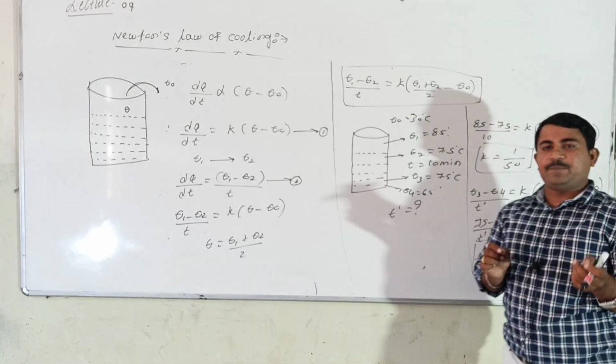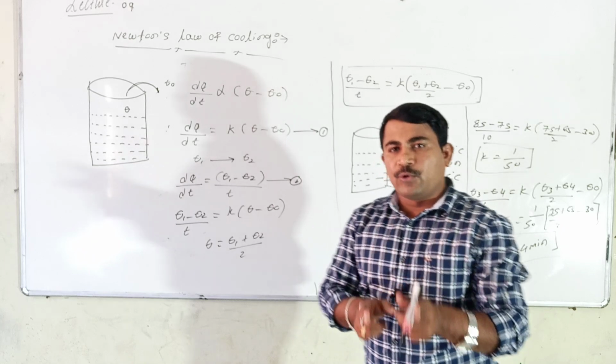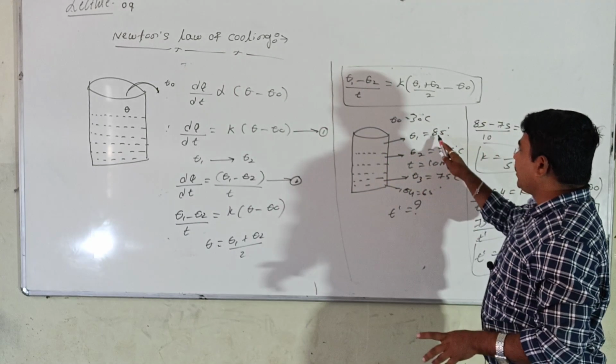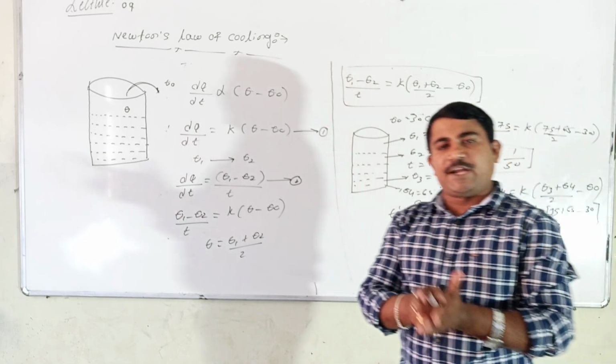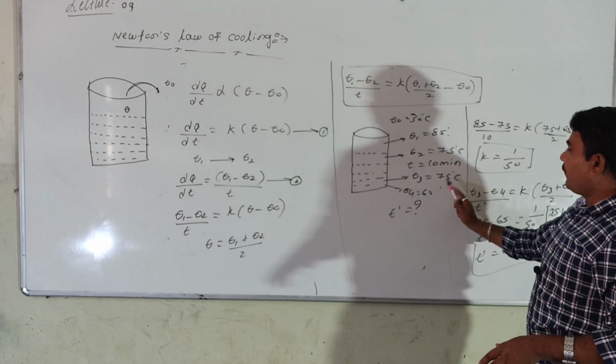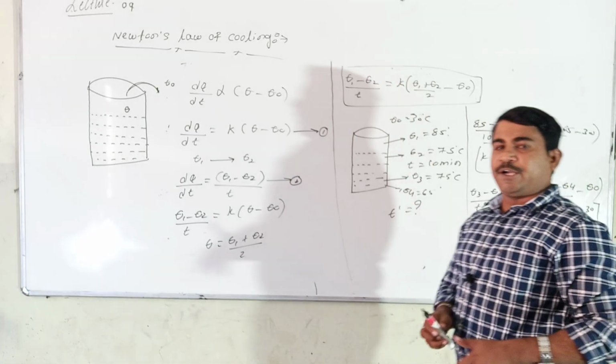12.4 minutes. I mean, to cool the hot liquid from 85 to 75, it takes 10 minutes. But the same liquid, when it cools from 75 to 65, takes 12.4 minutes.